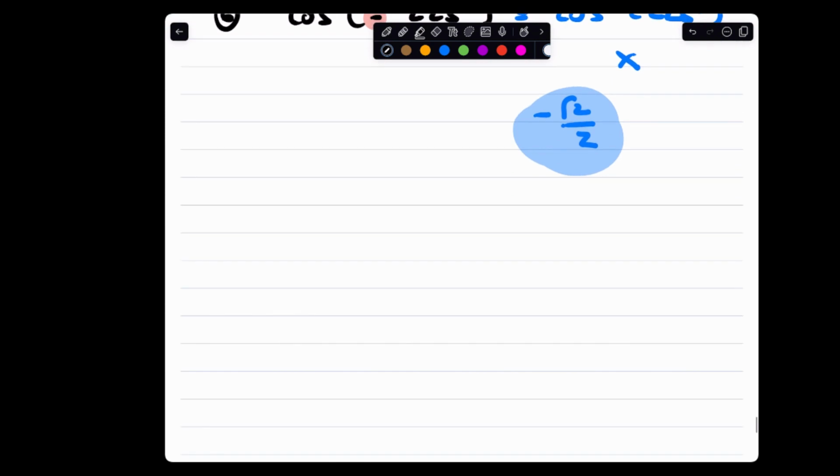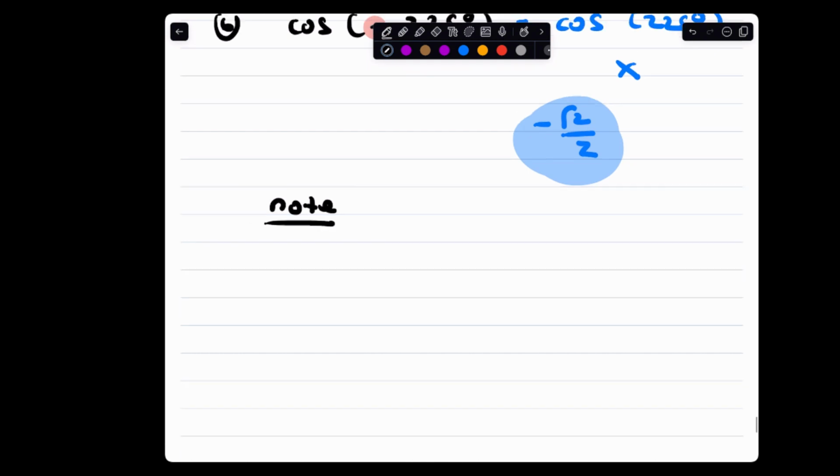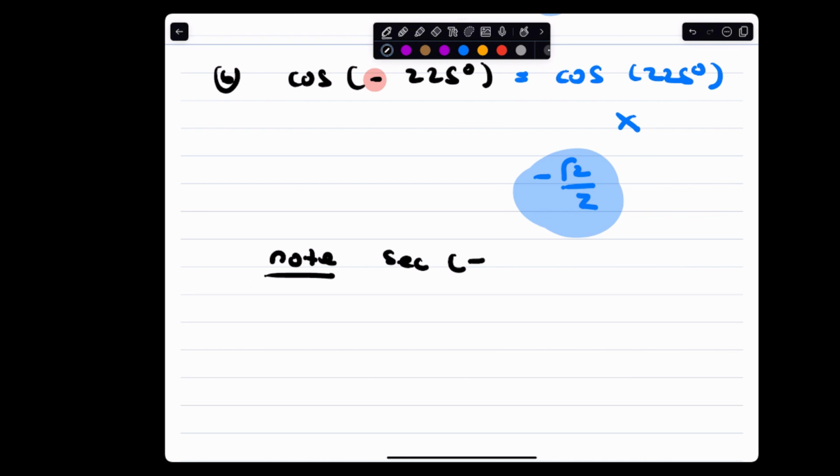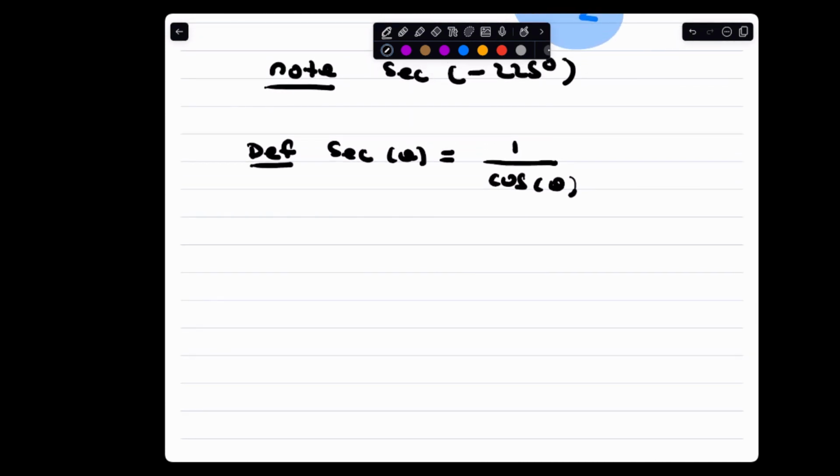Okay, now I'm going to give you guys a quick note here. What if they did this to you? What if they said, okay, we want secant of negative 225 degrees? Okay, secant, well, let me write this down as reciprocals. Secant can be written as a reciprocal of cosine, 1 over cosine. Is that true? You guys with me on that?